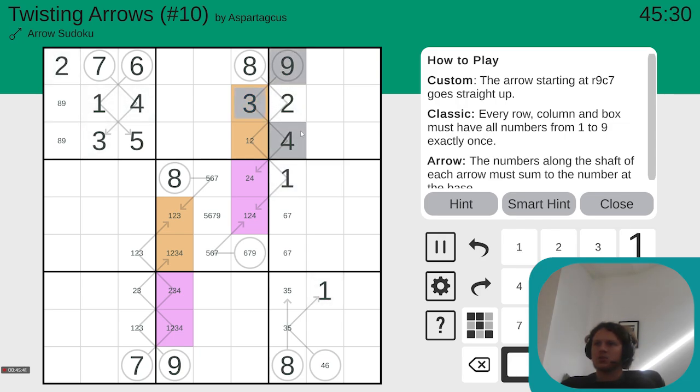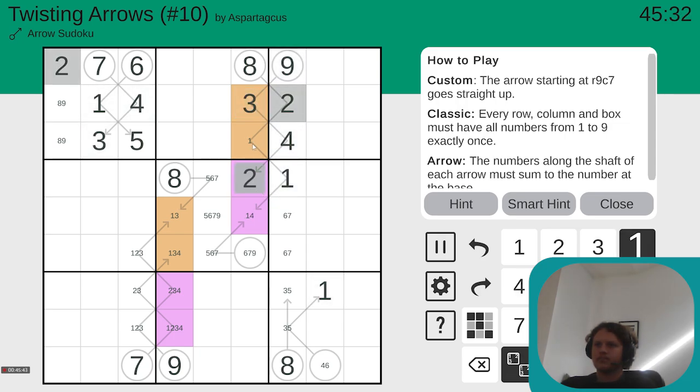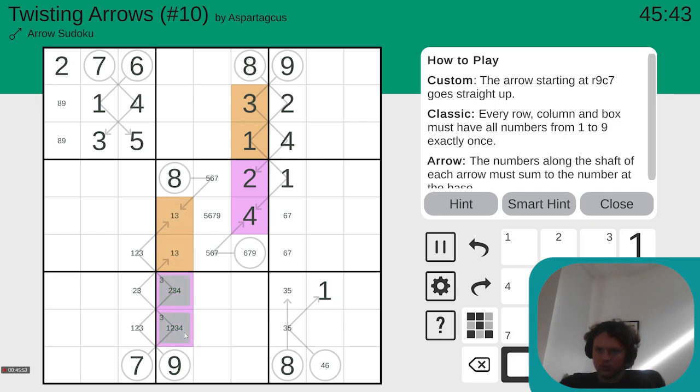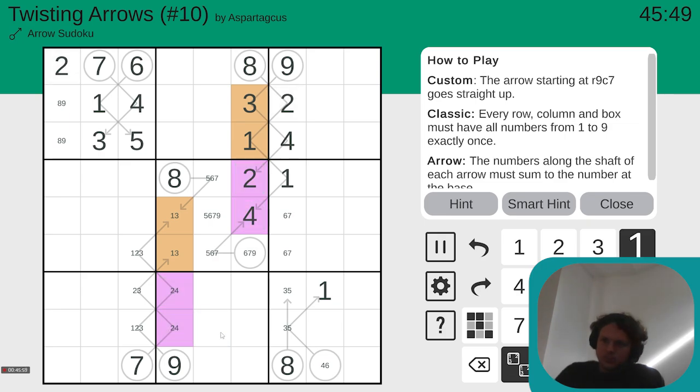Okay, to get this to sum to 9, that needs to be the 2. That's the 1, that's the 4. Cool. That seemed to have worked pretty nicely. Yeah, obviously that's our 1, 3. This is now our 2, 4. Because we know our pink digits are the same.